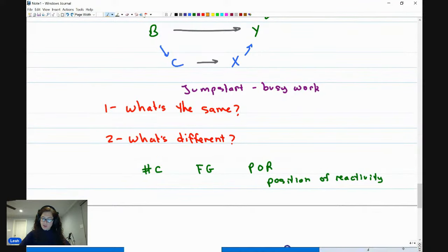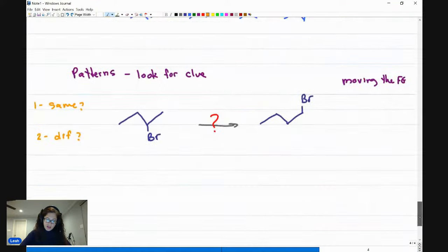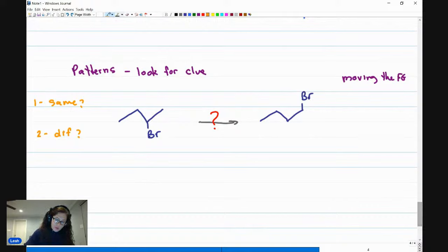Where on the molecule does this take place? In our problem, we have a total of 4 carbons in the reactant and 4 carbons in the product. So carbon's the same. The substituent or functional group is a bromine, but it seems to have moved from carbon 2 to carbon 1. So the Br on carbon 2 went to carbon 1.